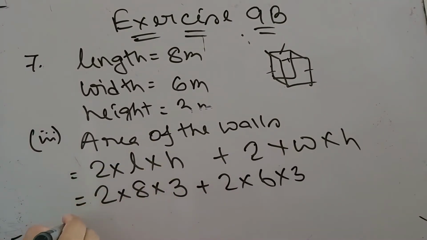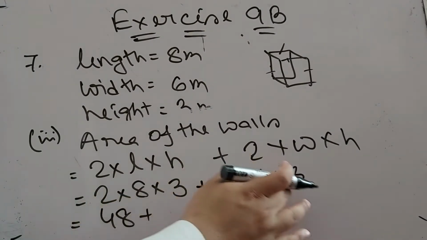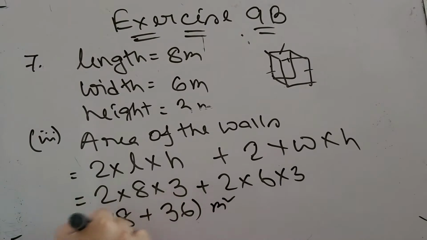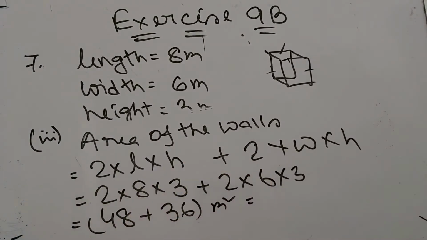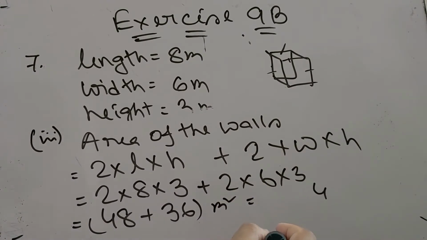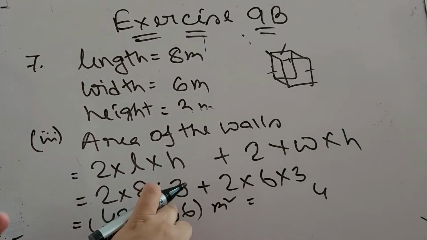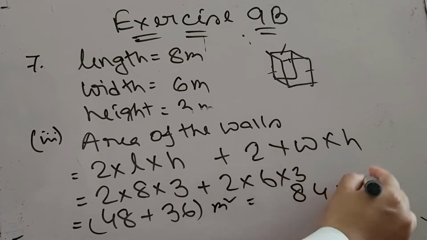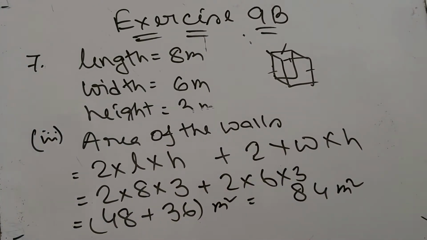Now if I want to solve, 8 times 2, that is 16, 16 times 3, that is 48, plus 6 times 3, that is 18, 18 times 2, that is 36 square meter, so meter square. Now if I want to add these two numbers, 48 plus 36, 6 plus 8 is 14, so there is a 4 here, 1 will be added to that one, so 4 plus 3 plus 1 is 8. 84 meter square will be the answer of number 3.